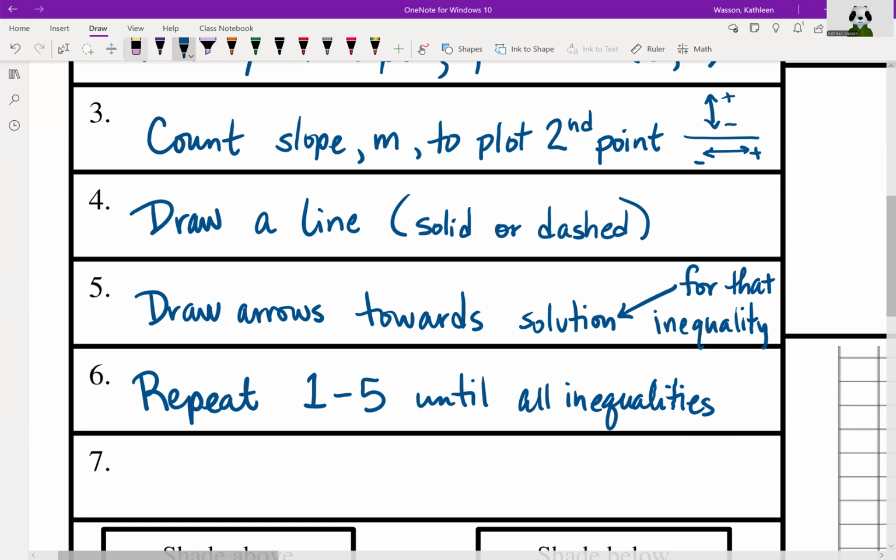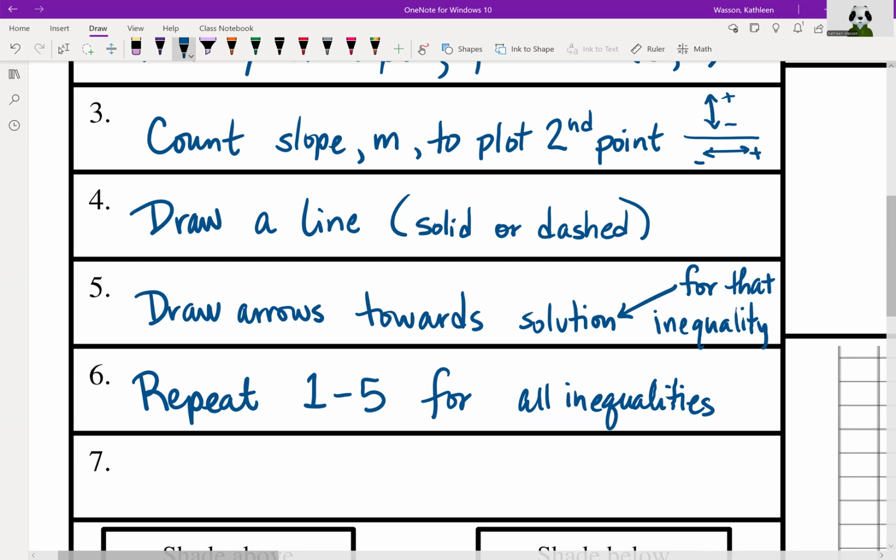We'll put for all inequalities. There. Your solution will be where the arrows point, where all of the arrows point, the area of the graph that's true for every inequality.